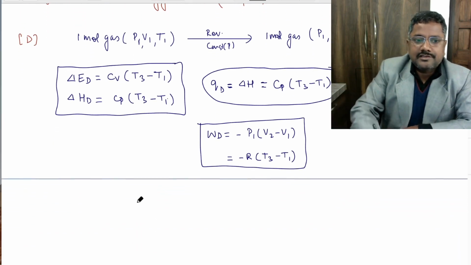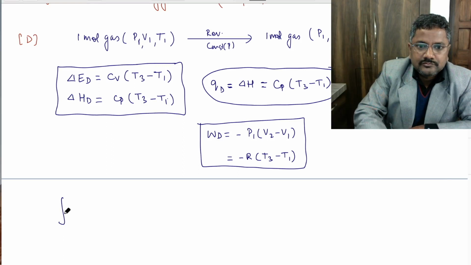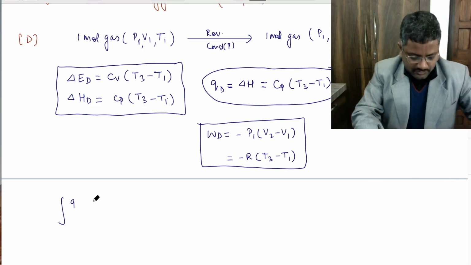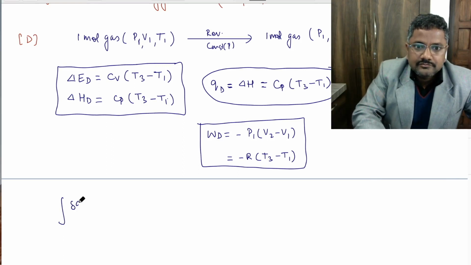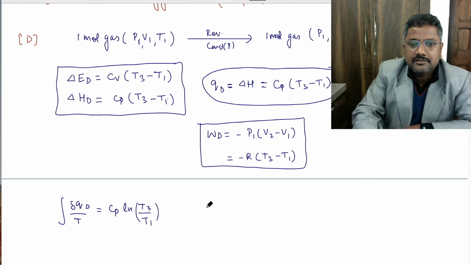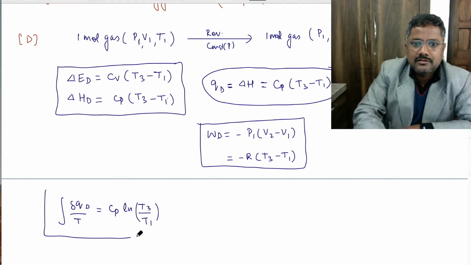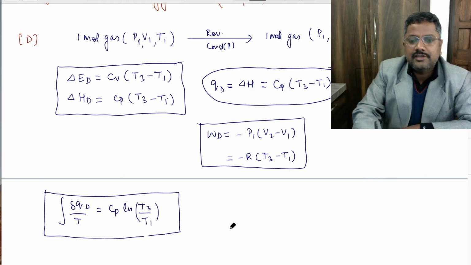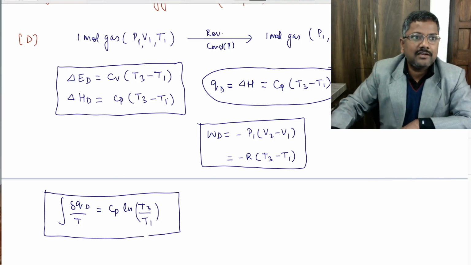So what is this? QD by T is equal to CP ln(T3 by T1). So this time QD by T is equal to this. Okay? Clear to everybody? Okay, good.